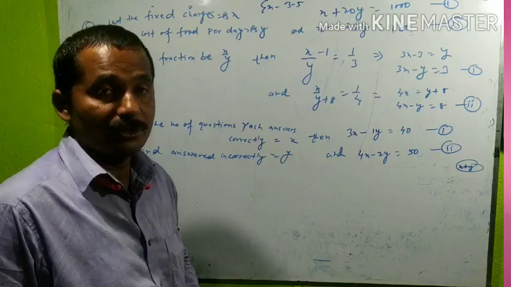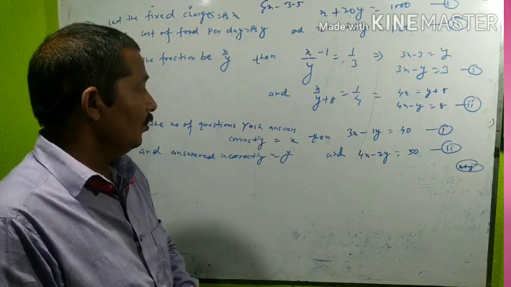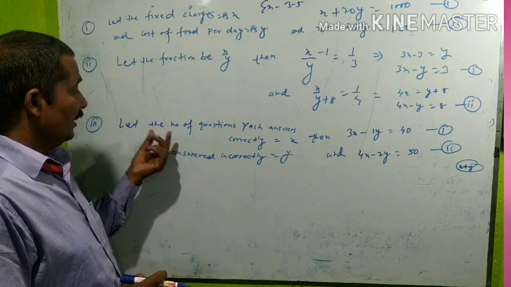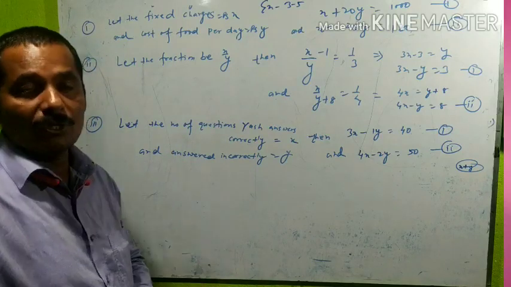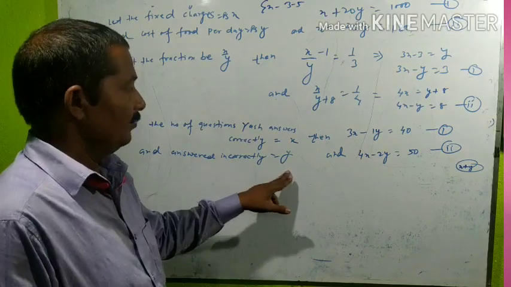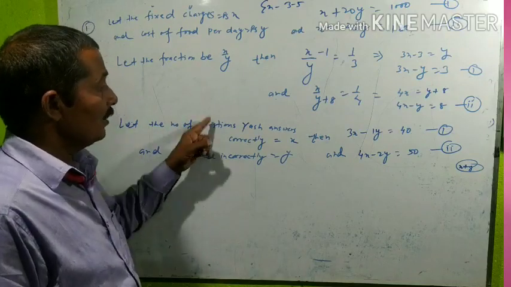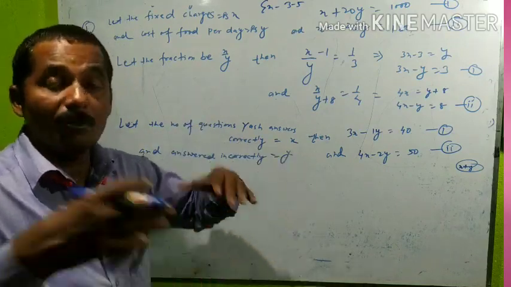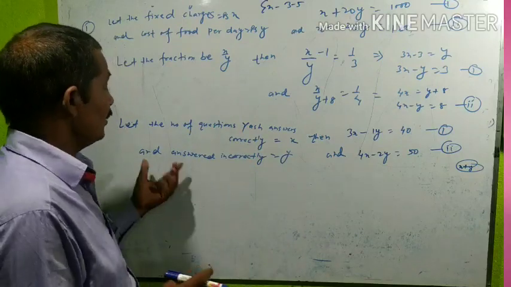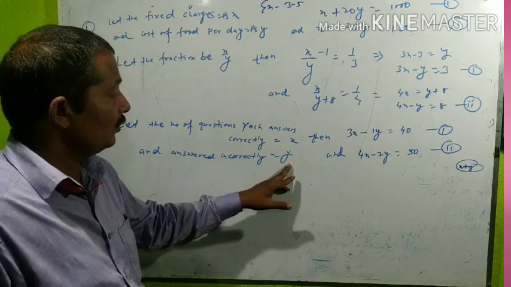Let the number of questions which were answered correctly be equal to X, and the number of questions answered incorrectly be equal to Y. You will suppose now. Means the number of questions he answered correctly, suppose let it be X, and the number of questions he answered incorrectly, you will suppose, let it be equal to Y.